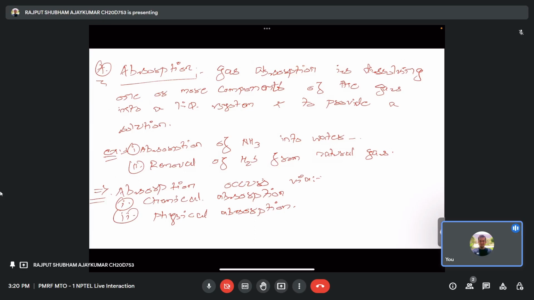Absorption requires mass transfer of the substance from the gas phase to the liquid phase. There is transfer of mass from the gas phase to the liquid phase in gas-liquid absorption. When mass transfer occurs in the opposite direction, it is called desorption or stripping. So the opposite of absorption is desorption or stripping.